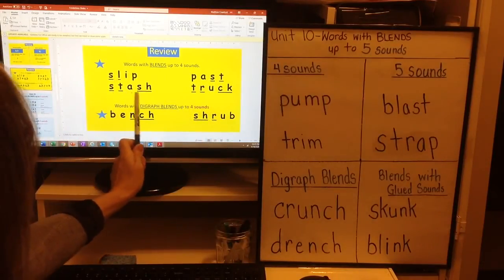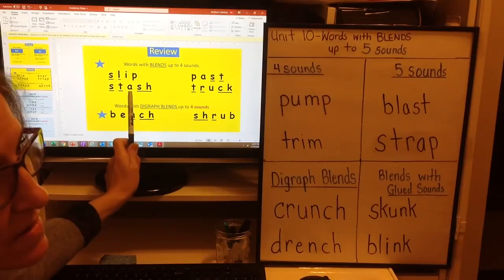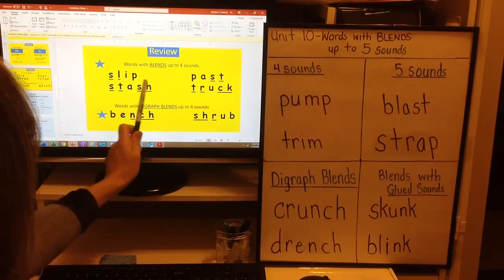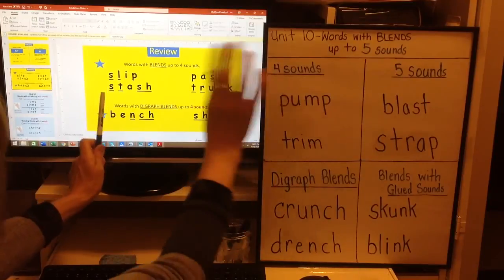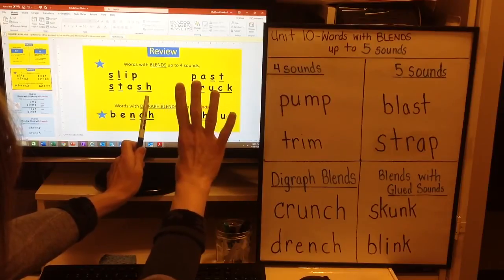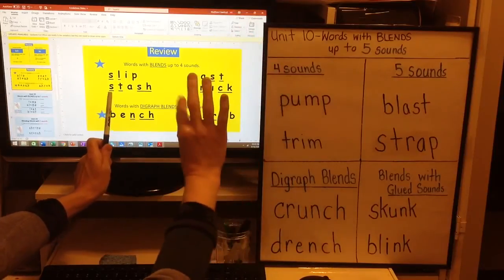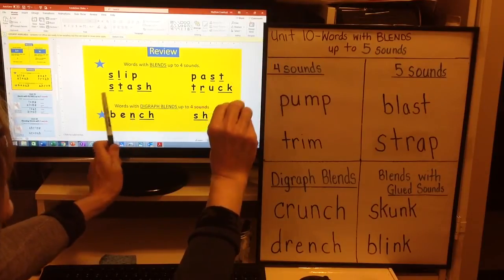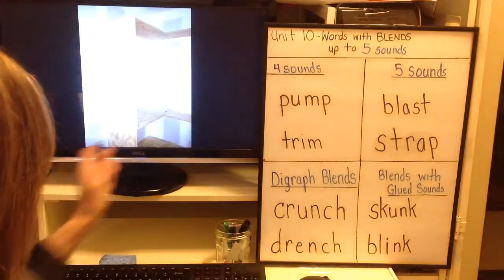Now take a look at this word here. This word has 4 sounds, but it has 5 letters. And you know that it makes 4 sounds because this digraph only makes the 1 sound. So let me tap it out first and then you try. Ready? Watch me first. S, t, a, sh, stash. Okay, so ready? I want you to try now. Elbows up. S, t, a, sh, stash. Okay, this is stash. 1, 2, 3, 4 sounds.